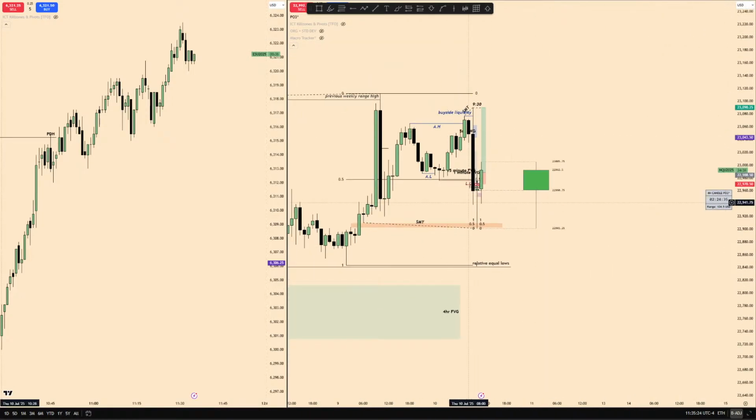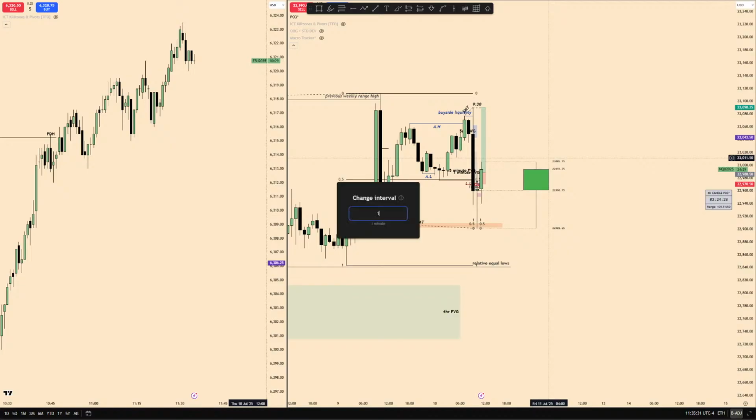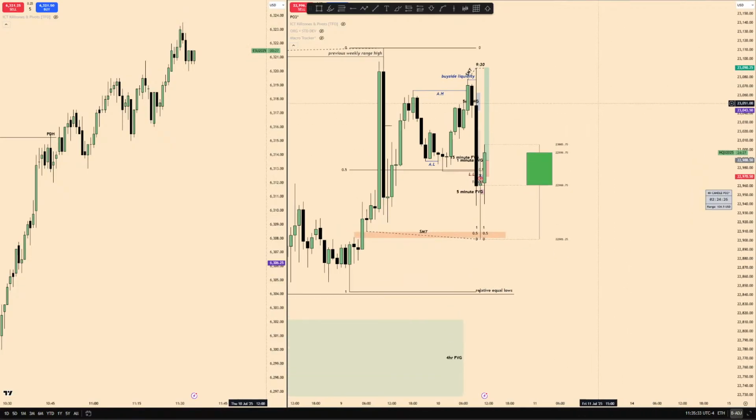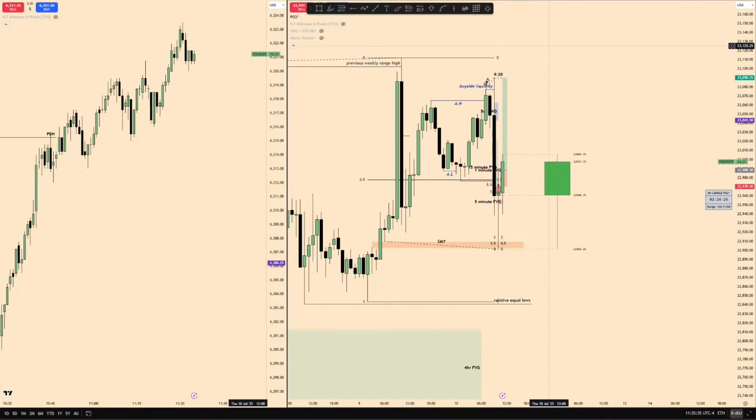It's probably one of those times where you get a higher time frame run through, and I don't like instant V shapes. I don't like them in general. I don't like them, but it's happening.